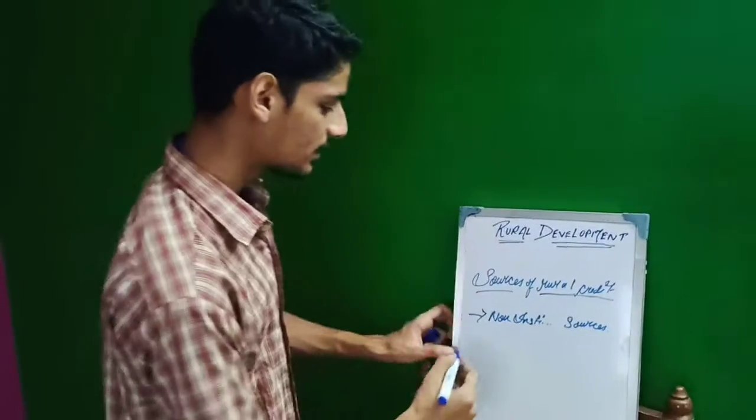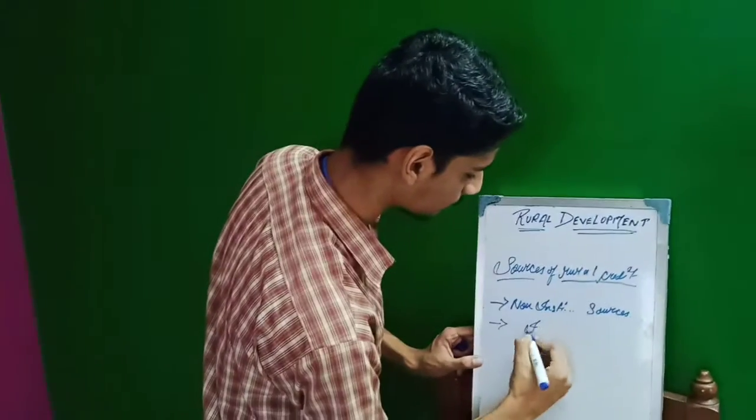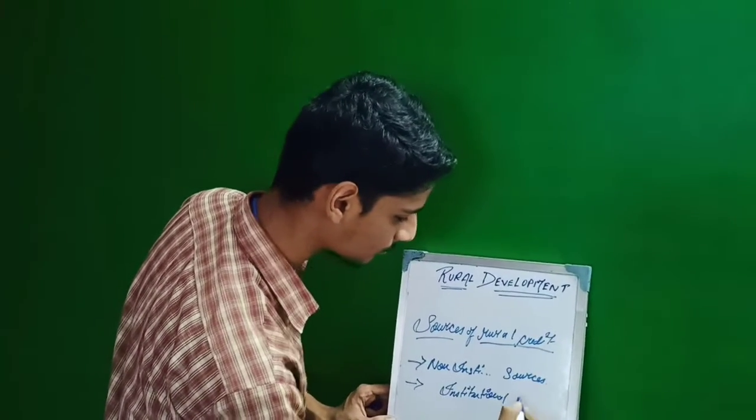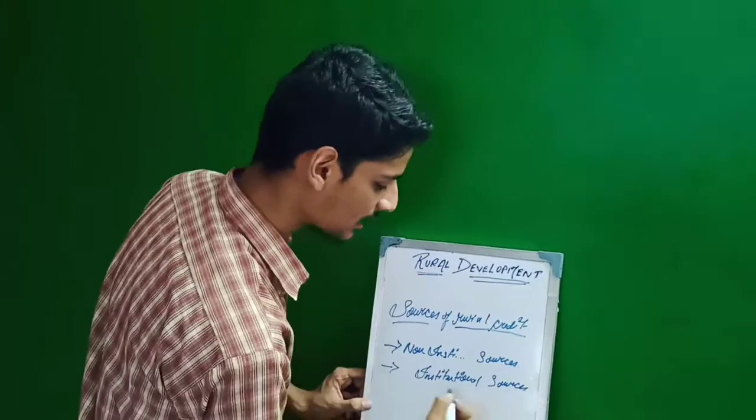Non-institutional sources like landlords, village traders, and money lenders are the three important sources of non-institutional rural credit in India. And then we will look after what is institutional sources. Now, the institutional sources include government, cooperatives, commercial banks, and number 4, the regional rural banks.